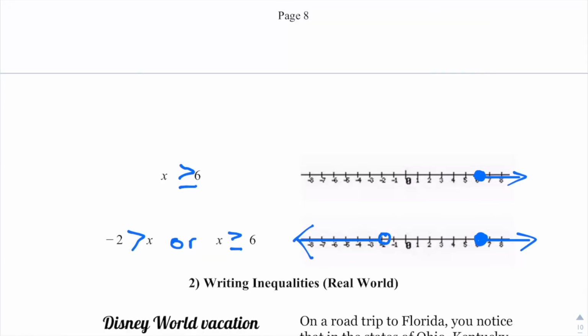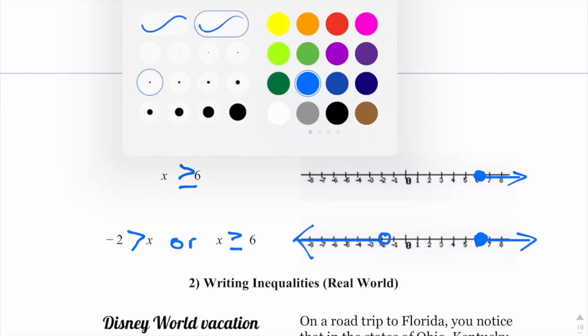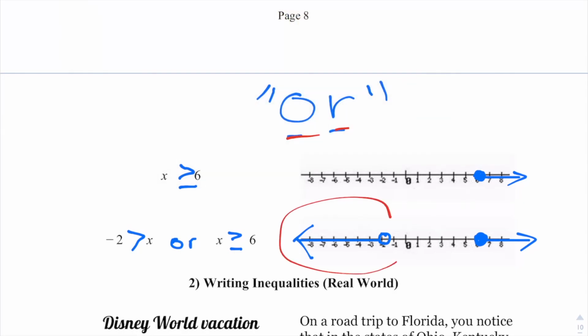So how I like to remember this is that when I'm graphing OR compound inequalities, there's 2 letters in the word OR, and with a compound inequality, there's 2 pieces to the OR inequalities.